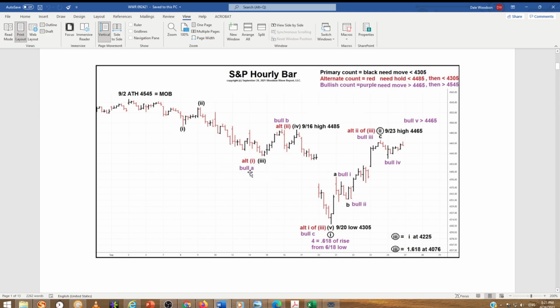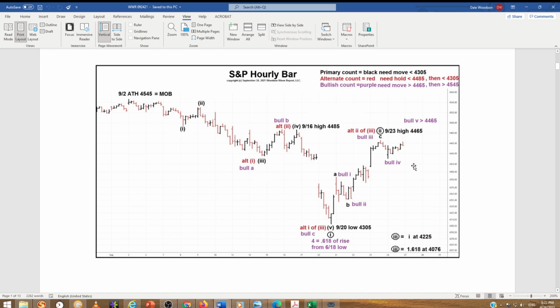Bullish count counts this as an A down, a B up, and a C down, end of decline, okay? It needs a move below this low for validation. A move above the 45.45 high negates that count. So we got something for everybody, okay? So if you're a bull, what do you need to see? You need to see this low hold, 43.05, and you need to see a break of 45.45. If you're a bear, you need to see this low broken and this high hold. Okay, we have higher highs, lower highs holding at different degrees of trend.